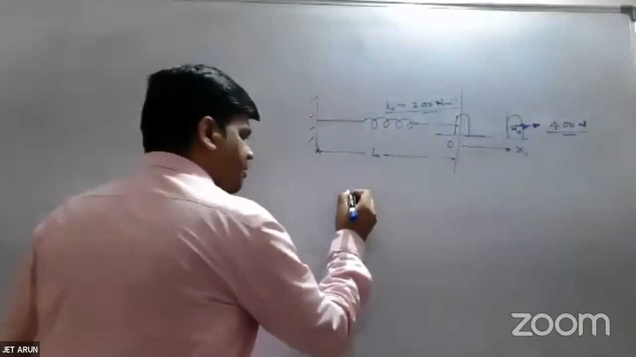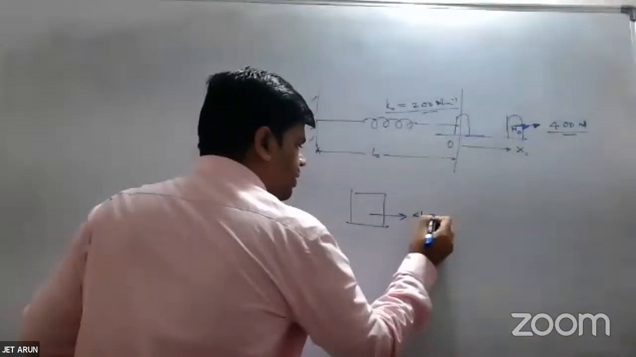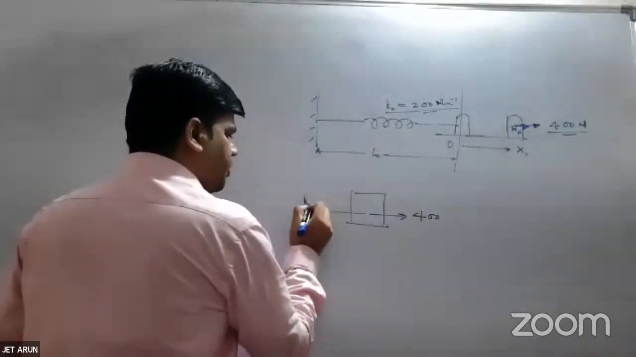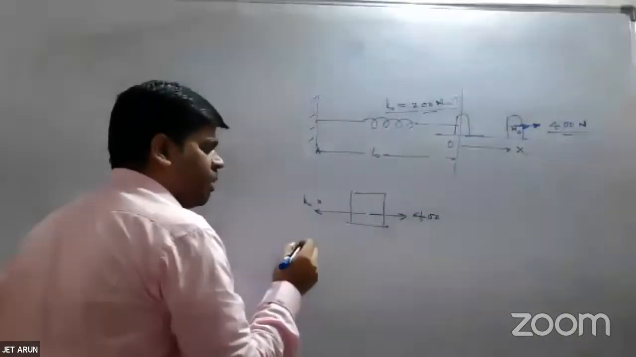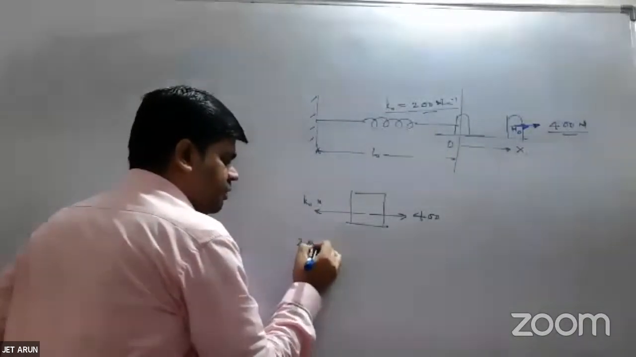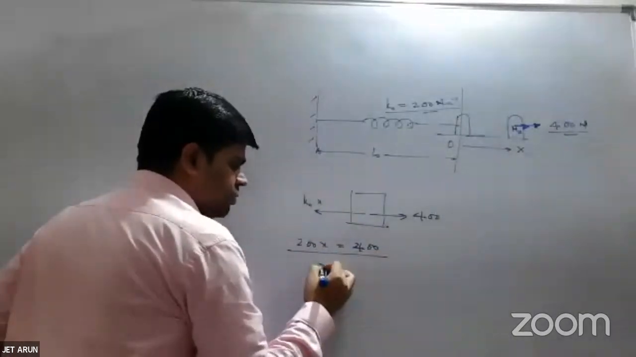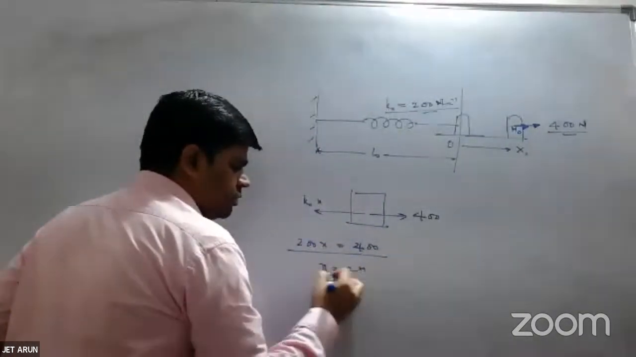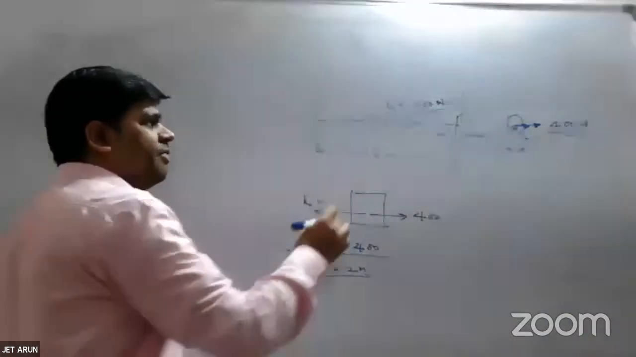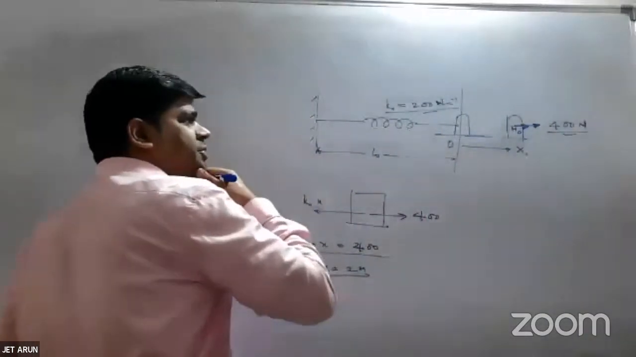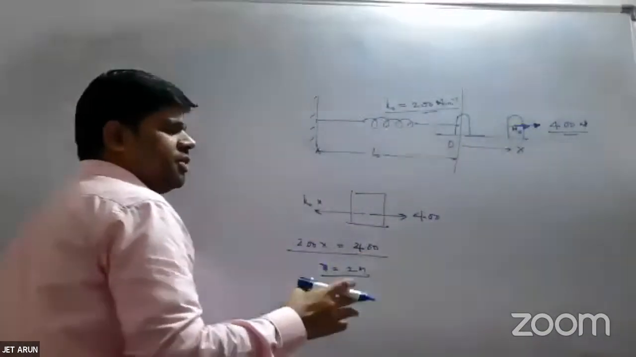All right. So I draw the FBD of the block. This is 400. This is K naught into X, where X is the extension in the string. So 200 into X is equal to 400. So X is equal to 2 meters. That's very huge. Usually you'll have 20 Newton per meter or something like that. And 2 meters is very huge.